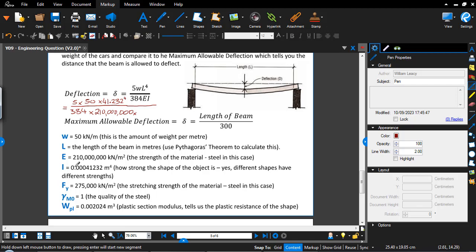And the second moment of area is 0.0041232. So you do that out: 5 times 50 times 41.232 to the power of 4, divided by 384, divided by 210,123,123, and then divided by 0.0041232. So I hope you can see it's very easy.